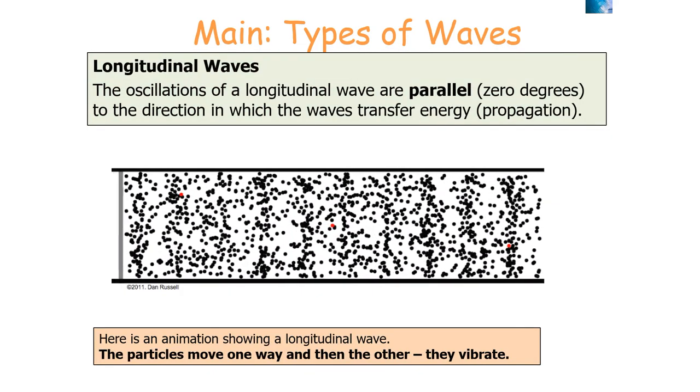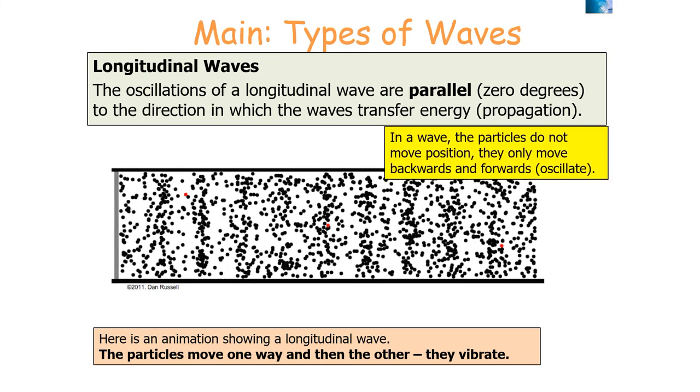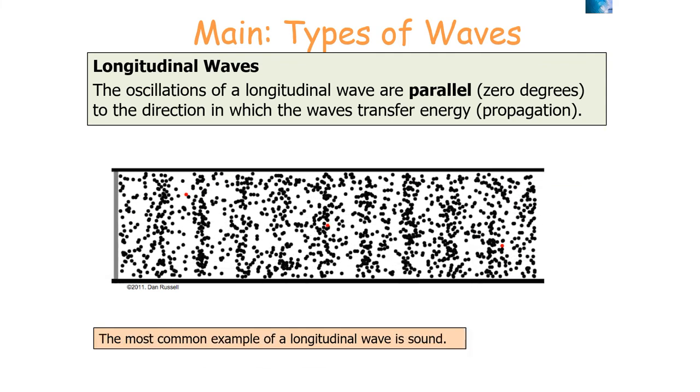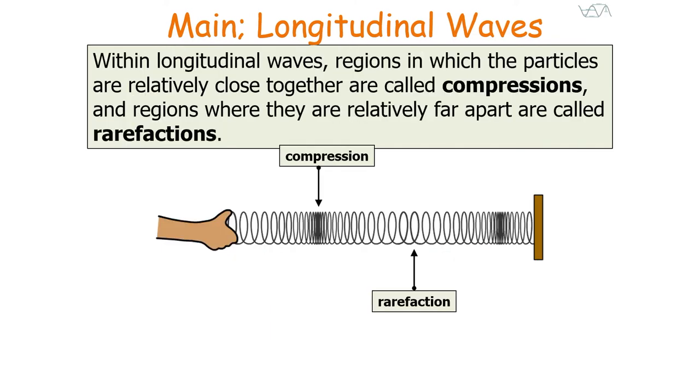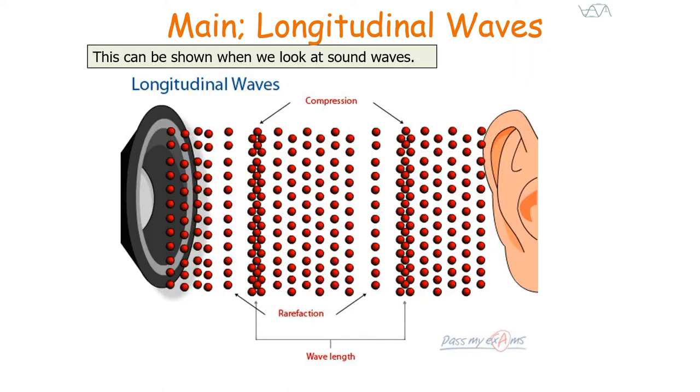Now, longitudinal waves are waves with oscillations which are parallel to the direction in which the wave transfers energy. Now, again, remember, in the wave, the particles don't move position, they only oscillate. So the most common example of a longitudinal wave is a sound wave. So the longitudinal waves can be modelled by moving one end of a slinky back and forth, with each coil representing a particle. Now, within longitudinal waves, regions in which particles are relatively close together are called compressions, and regions where they're relatively far apart are called rarefactions. And this can be shown by looking at sound waves, as shown here.